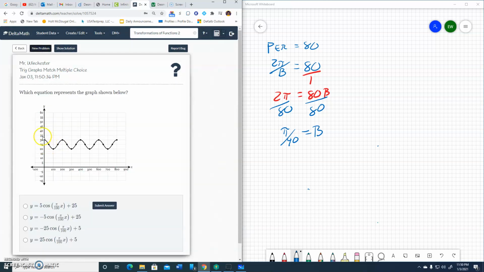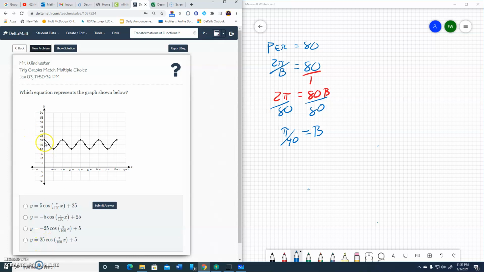Here we can see the graph is starting at the maximum. So that means we can narrow things down to cosine, but unfortunately, all four of them are cosine. And since it starts at the maximum, that means the coefficient has to be positive. So that narrows it down to either +5 or +25.